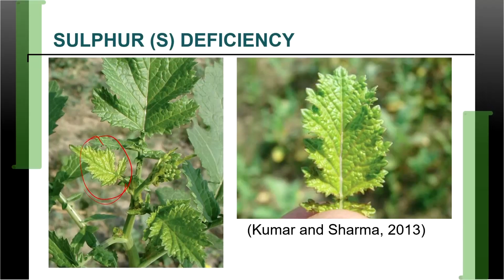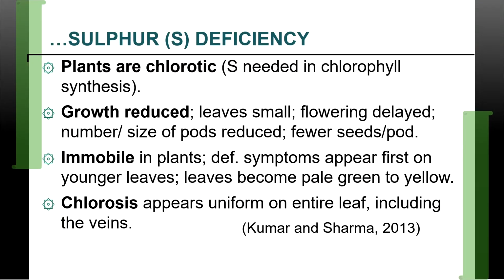In nitrogen, you get symptoms on lower leaves or older leaves. In sulfur deficiency, symptoms come on younger leaves or upper leaves. However, the chlorosis is there in both the cases. Now, plants are chlorotic, so sulfur is needed in the chlorophyll synthesis. Of course, it is not part of the chlorophyll, but for synthesis of chlorophyll you need sulfur. Growth is reduced, leaves are small, flowering delayed, number or size of pods is reduced, and fewer seeds per pod. So, overall you can say that growth and yield parameters decline, therefore, the yield will also decline.